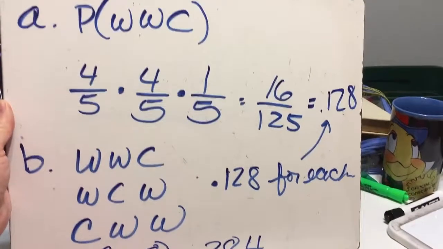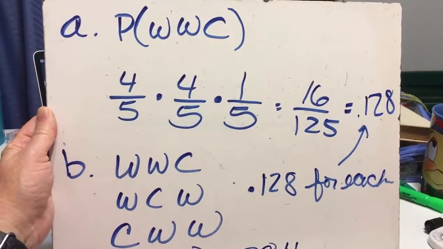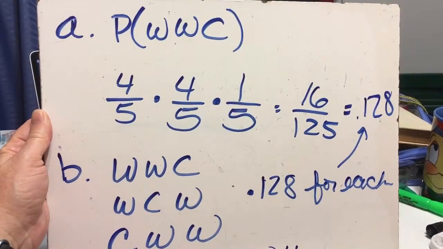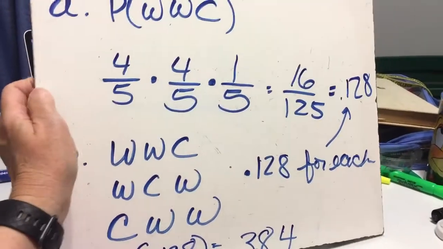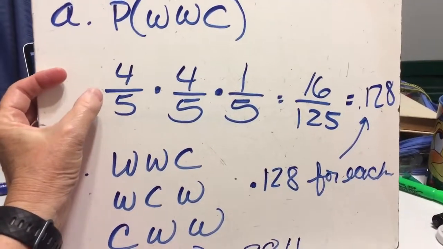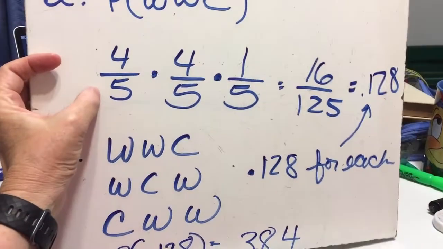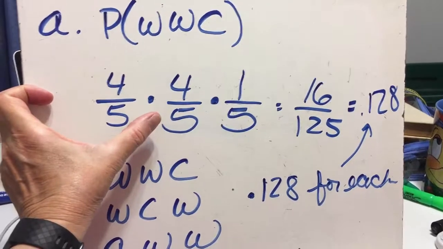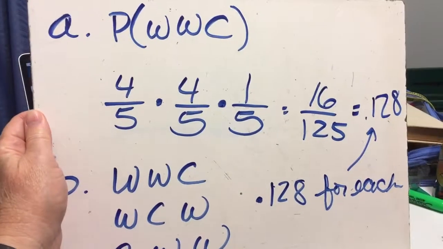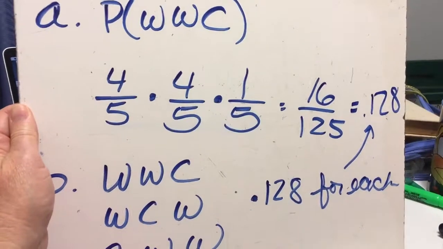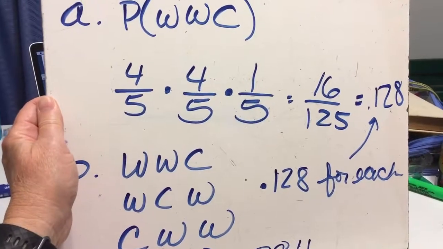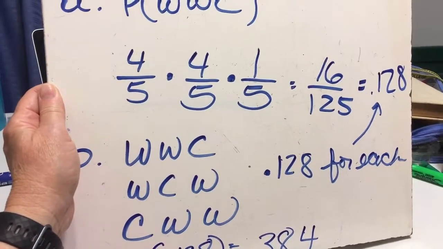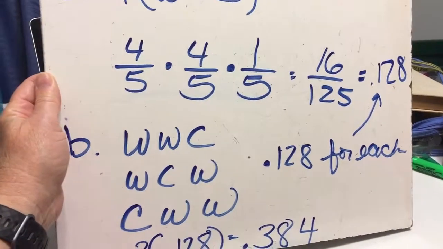Okay, so this one's pretty easy. The first one, in A, they ask us to give the probability of WWC, or wrong, wrong, correct. And since there's 5 choices for each one, A, B, C, D, E, there's a 4/5 chance of getting the first one wrong, a 4/5 chance of getting the second one wrong, and only a 1/5 chance of getting the third one correct. So when we multiply those all together using our multiplication rule, we get 16 out of 125, which turns into 0.128 when we write it as a decimal. That is the correct answer.